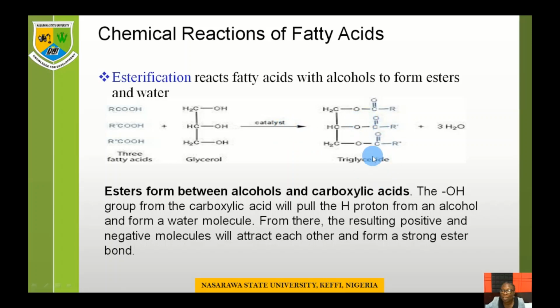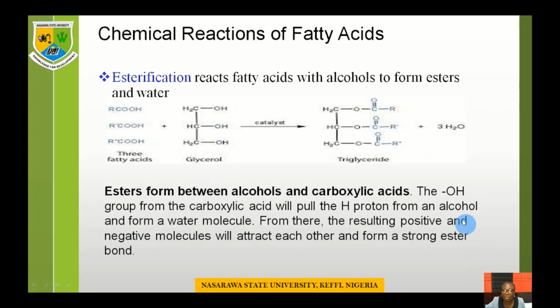So you can see the triglyceride is an ester, and you have water being formed. For each esterification process here, you have one molecule of water released. So we have 3 molecules of water at the end of esterification between 3 fatty acids and glycerol.